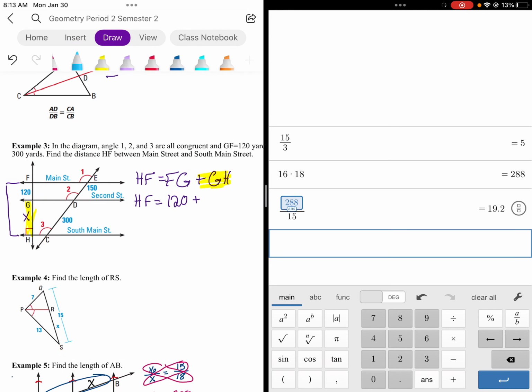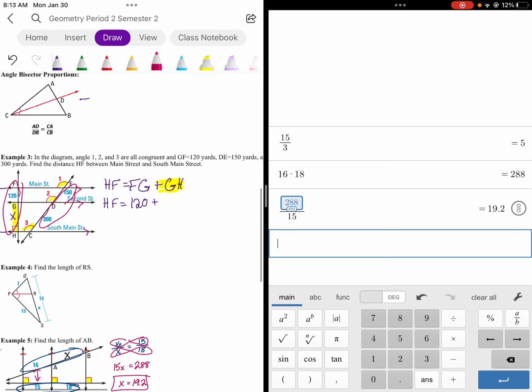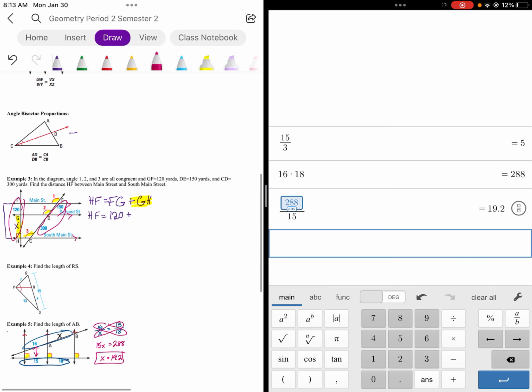Because we know angle 1, 2, and 3 are all congruent, and they are corresponding angles, that tells us that these 3 lines are parallel with each other. So the segments that are separated by the parallel lines, we are going to be setting up in a fraction together. Because 120 and 150 are across from each other, those two are both going to be on the top of my fractions. So we're going to have 120 over x equals 150 over 300.